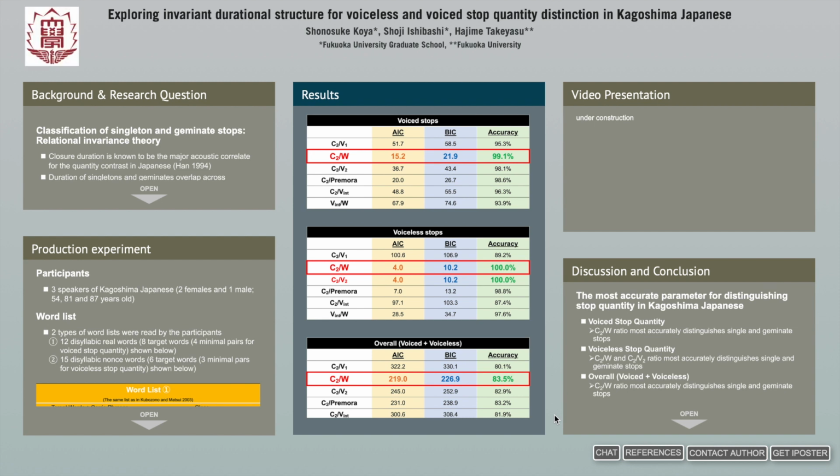The title is Exploring Invariant Durational Structure for Voiceless and Voice Stop Quantity Distinction in Kagoshima Japanese. This study is about invariant durational structure for voiceless and voice stop quantity, or singleton and geminate contrast in Kagoshima Japanese. Right, so firstly I'd like to talk about the background and research questions.